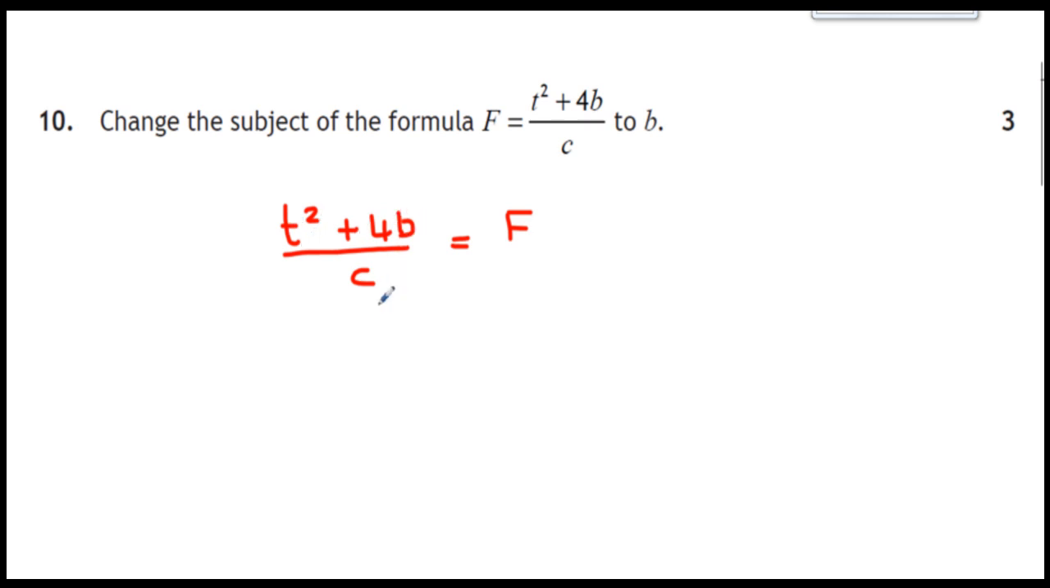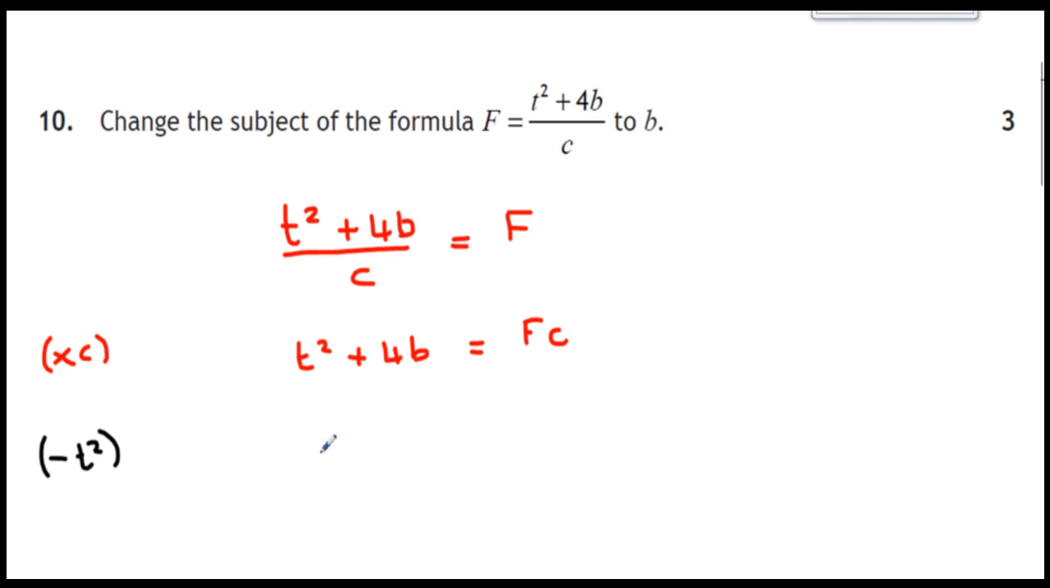The last thing I said was divide by c, so that's the first thing I've got to get rid of. So I multiply both sides by c. So when I multiply this side by c, I'm left with t squared plus 4b, the c's cancel, and I get f times c. The next thing I want to do is I want to get rid of this t squared plus. So what's the opposite of adding on t squared to something? It's taking away t squared. So I take t squared away from both sides.